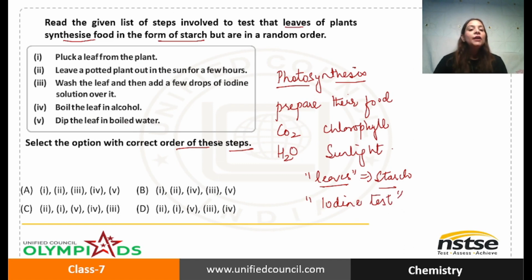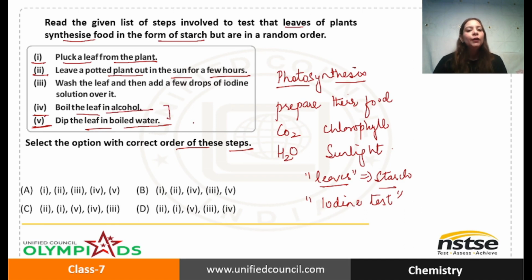Now let me tell you the order. The first thing is point 2, that is we leave a potted plant out in the sun for a few hours so that it can prepare the food. After that we pluck a leaf from the plant to test it for the presence of starch. After that we dip the leaf in boiled water, this fifth part, and then we boil the leaf in alcohol, fifth, then followed by fourth. First we dip it in boiled water and then we boil the leaf in alcohol.